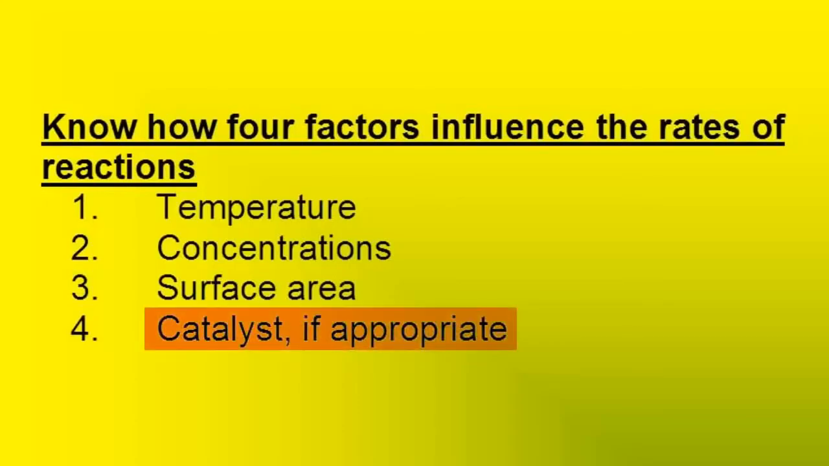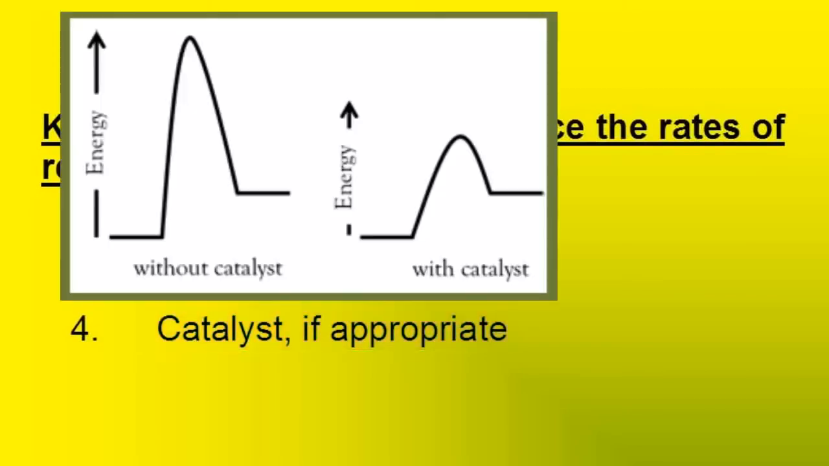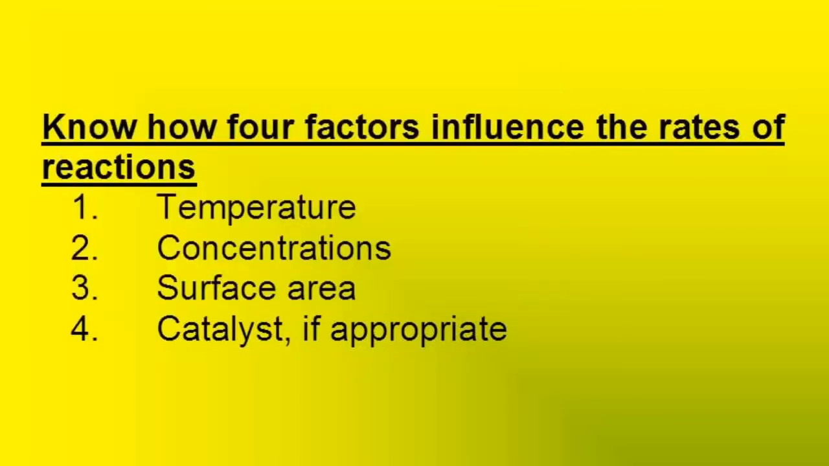And finally, we'll look at a catalyst. A catalyst helps increase the rate of reaction by offering the reaction a different pathway. This different pathway has a lower activation energy than the original pathway. Therefore, lower activation energy increases the reaction rate.